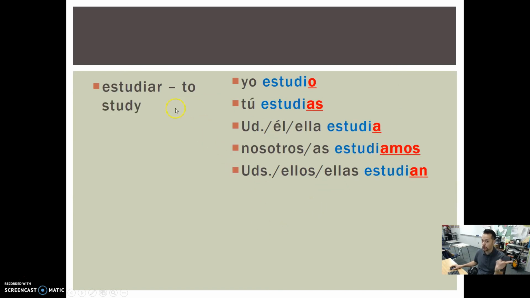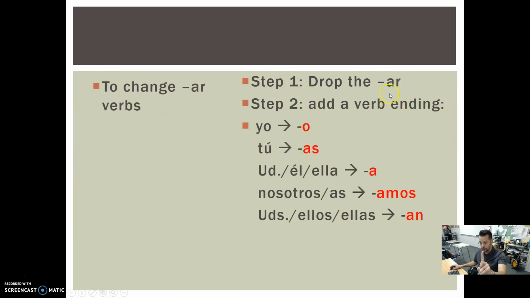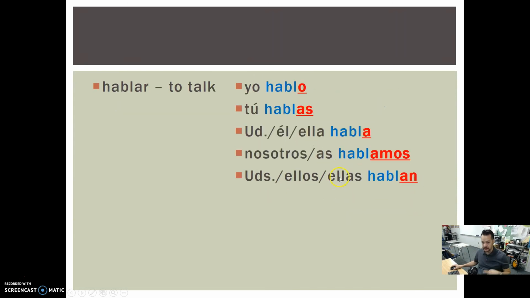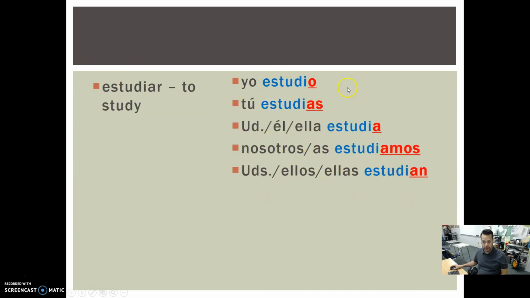Let's take estudiar, to study, another AR ending verb, okay? Now, if you get rid of the AR in estudiar, then we're left with the stem, ESTUDI, and that's it, okay? And so now, again, according to these rules, step 1, get rid of the AR. Step 2, add these letters in red. Now we have our brand new words once again. So if I want to say I study, yo estudio.